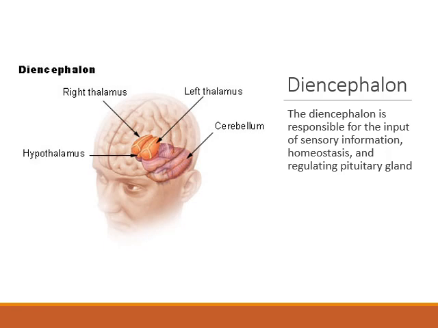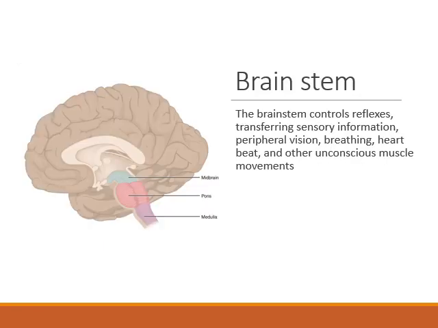So we've got the cerebrum and the cerebellum. We've got the diencephalon. And then finally, we have the brainstem. This controls reflexes, peripheral vision, breathing, heart rate, unconscious muscle movements, reactions. Now, depending on the type of zombie, they may still have that, they may not. They may be actually dead. Or they may just be functioning in a way that is broadly completely animalistic, missing those higher brain functions of the cerebrum and the cerebellum.